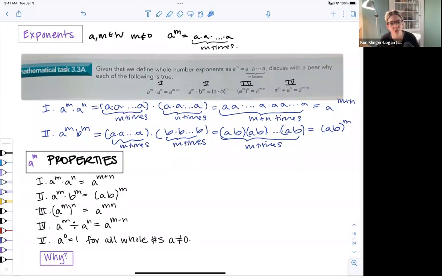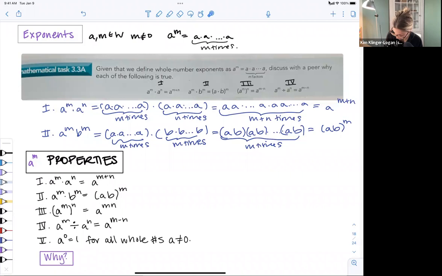Great. So that's the justification of my first 2 properties of exponents here. If I multiply 2 things that have the same base, then I just go ahead and add the exponents. If I multiply 2 things that maybe have different bases, but have the same exponent, I can multiply the bases under that exponent.